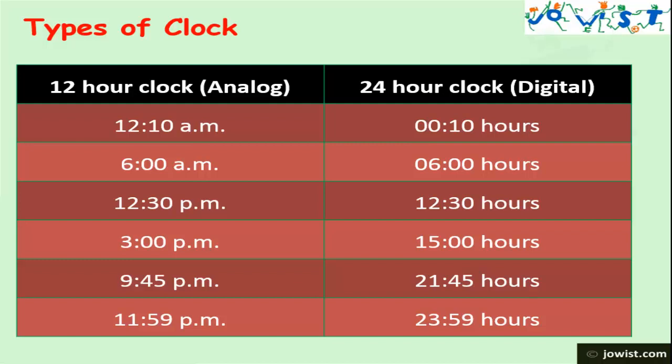In analog clock when the time is 3 pm, then in digital clock the time will be 15 hours. In analog clock when the time is 9:45 pm, the digital clock will show 21:45 hours. And in analog clock when the time is 11:59 pm, then in digital clock the time will be 23:59 hours.